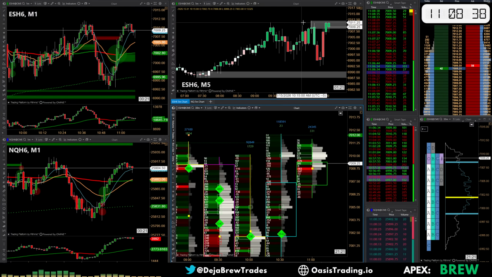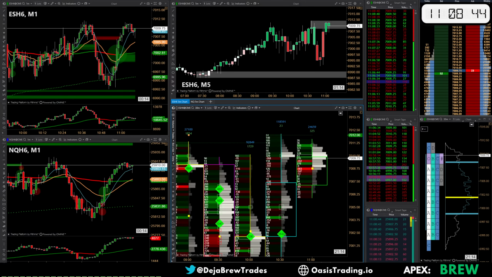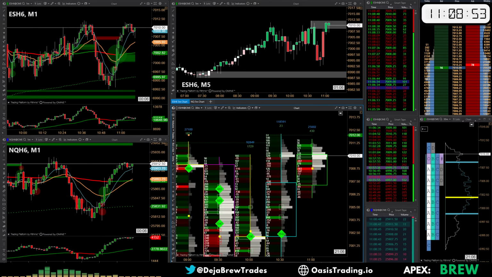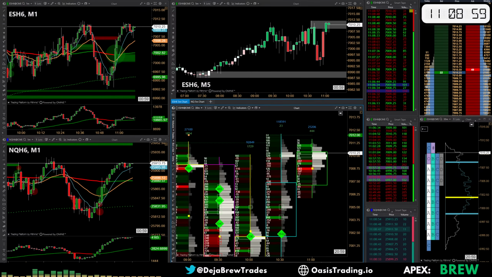Yeah, these are Delta candles, so they're colored based on Delta, not based on price. Holding on to this upper node, by the way, we should have rotated back down to the value low, but it's just not doing it. So they are trying to break balance again. Second attempt here.